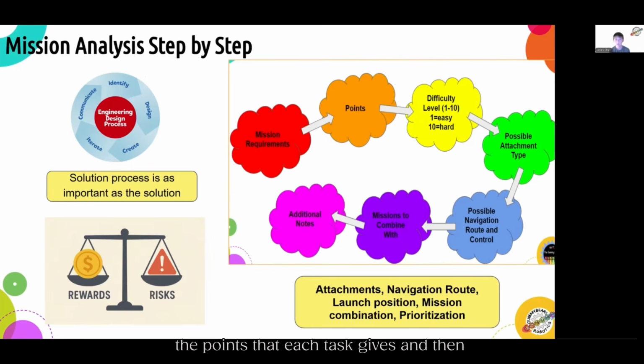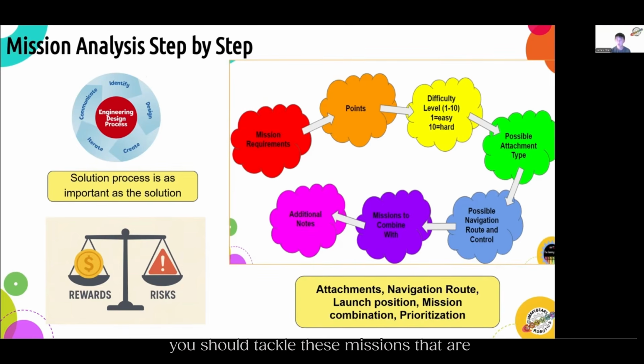Then you should look at the points that each task gives, and then assign them a difficulty level from 1 to 10, with 1 being easy and 10 being hard. Using the points and the difficulty level, you can gauge how valuable a mission will be. So you usually want to solve missions that give more points and are easier. So you should tackle these missions that are more valuable first.